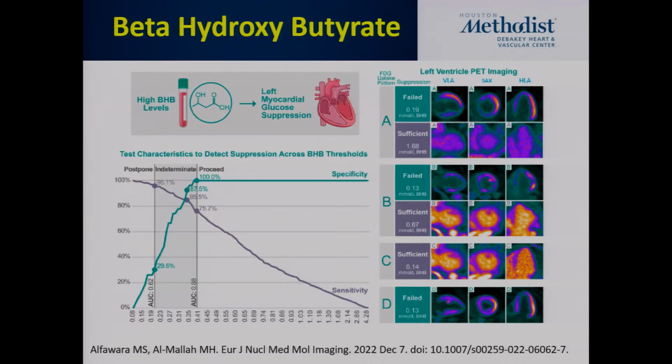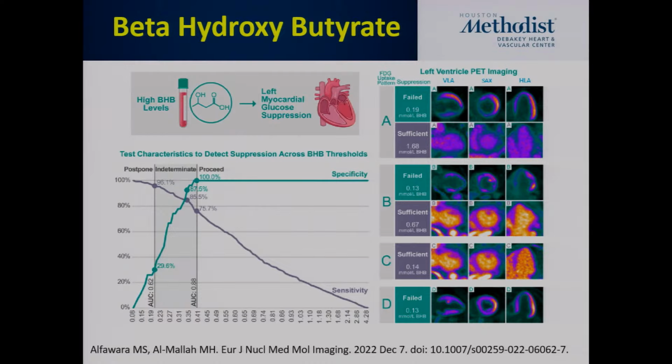We just went backward, blinded, and looked at these scans and correlated with whoever had a good study versus whoever had failure. And we found what is the sweet spot. And what we found is 0.4. So if you get a beta-hydroxybutyrate of 0.4, all our patients were well suppressed.